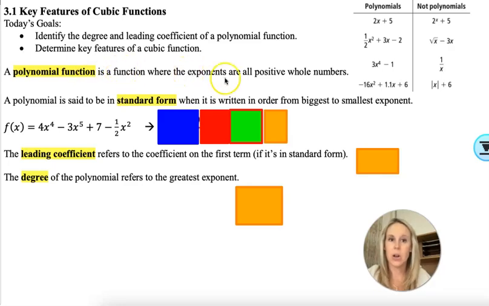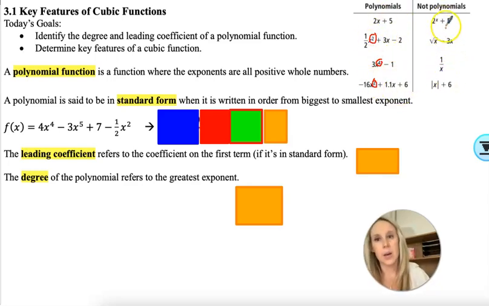It's a function where all the exponents are positive whole numbers. So take a look at this table, polynomial versus not polynomial. Exponents. For linear, the exponent is secretly a 1 up here. 1 is a positive whole number. For a quadratic, 2 is a positive whole number. This is called a quartic, fun fact. So 4, positive whole number. Again, squared, positive whole number. So all of the following are polynomials.